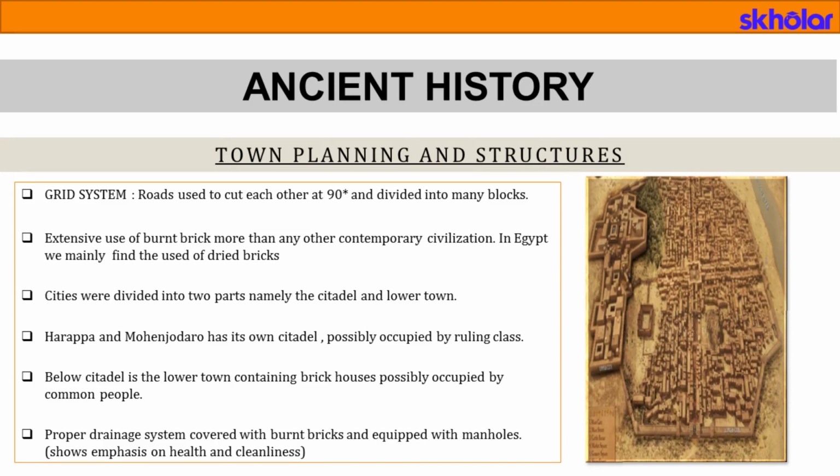Now, what do these drains signify? They signify how much emphasis they laid on health and cleanliness. Some scholars also claim that the cities of the Indus Valley were liable to frequent flooding, and that is why they were provided with this robust drainage system. Few scholars also claim that these drains were as deep as 6 feet. So, I hope every point in this slide is clear to all of you.